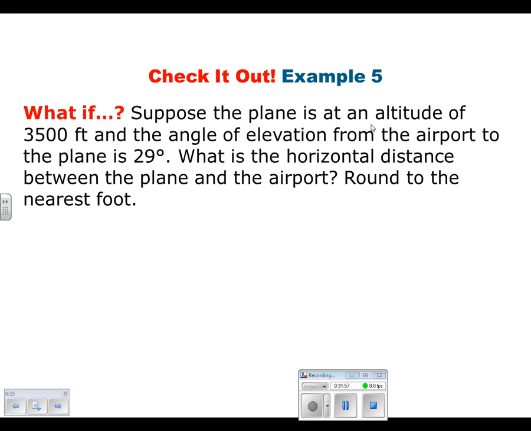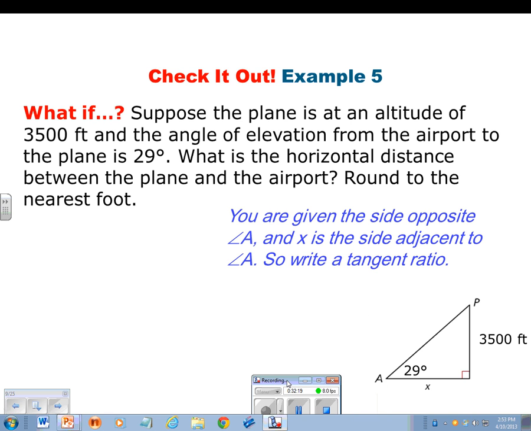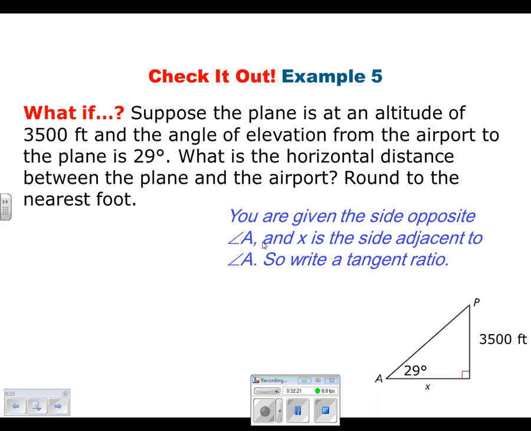If the plane is at an altitude of 3,500 feet and the angle of elevation from the airport to the plane is 29 degrees, what is the horizontal distance between the plane and the airport, rounded to the nearest foot? You are given the side opposite to angle A, 3,500 feet, and X is the side adjacent to angle A. So we have the right tangent ratio.